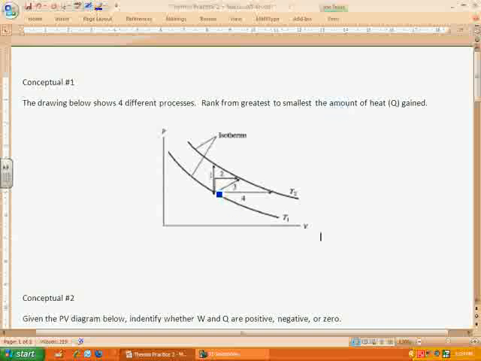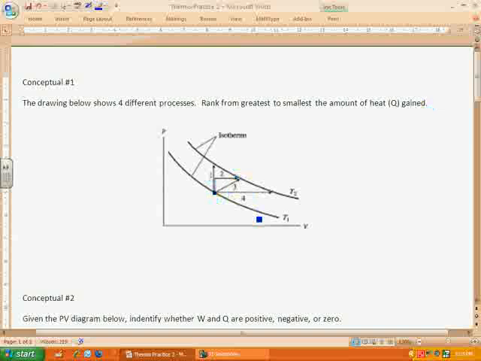Alright, so this is the first one. We have 4 different processes. We've got process 1 going straight up, process 2 which goes up and then to the right, so increasing pressure then increasing volume. We have process 3 which goes diagonally, so changing pressure and volume at the same time. And then we have number 4 which is isobaric, only changing the volume. Alright, so we're going to look at ranking these from the greatest to the smallest amount of heat that are gained during each of the processes.